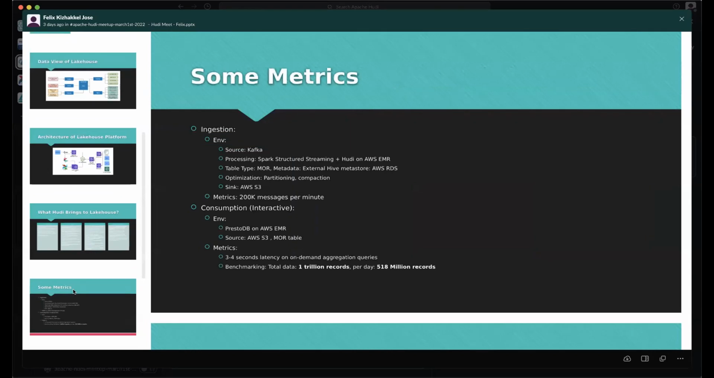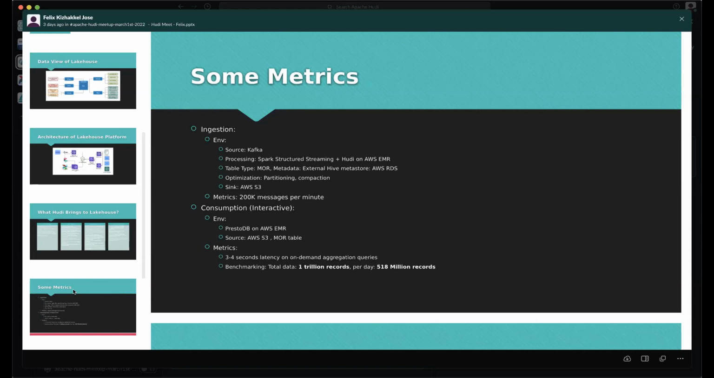These are some small metrics that we have from our environment. From an ingestion perspective, the source is Kafka, the processing is done by Spark structured streaming and Hudi on AWS EMR. The table type is MOR. The metadata is on an external Hive metastore on AWS RDS. For optimization, we are doing partitioning and compaction, since we are getting billions of records every day, as I mentioned. The sink is AWS S3.